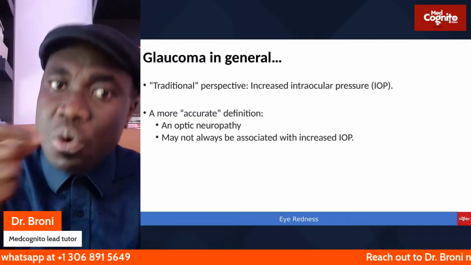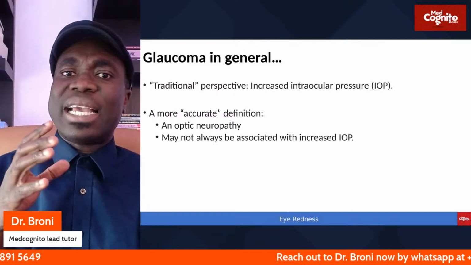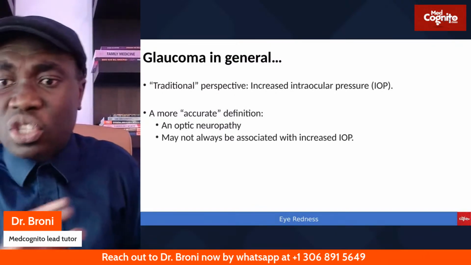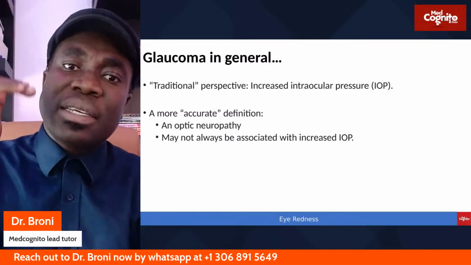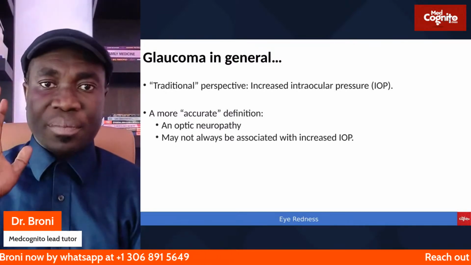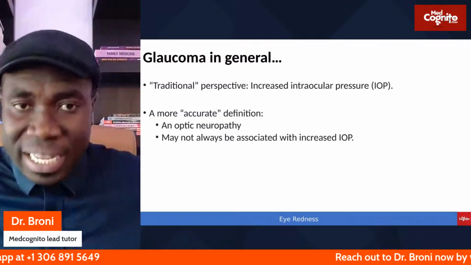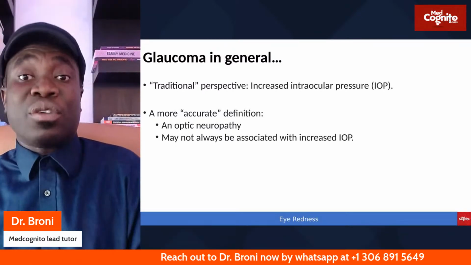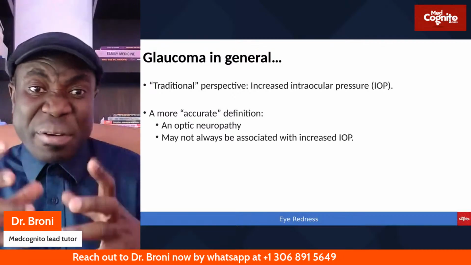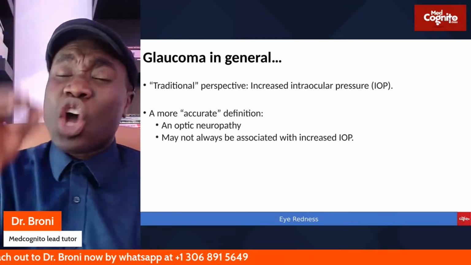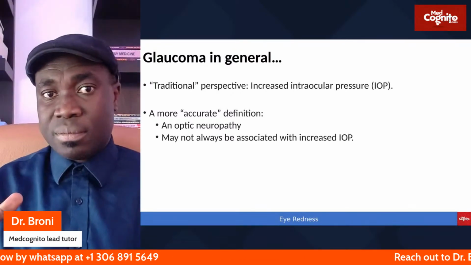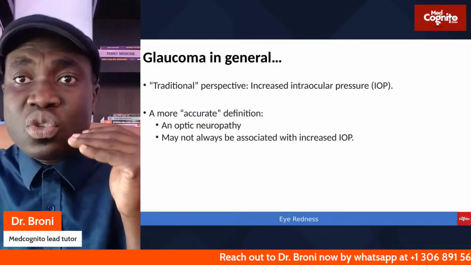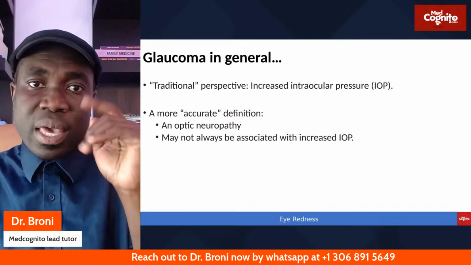It's an optic neuropathy, okay? And it may not always be associated with increased intraocular pressure. It is not all the time that there's increased intraocular pressure. But the general knowledge that a lot of people know about is that glaucoma is as a result of increased intraocular pressure. But the very good definition is that it is an optic neuropathy, and it may not always be associated with increased intraocular pressure.